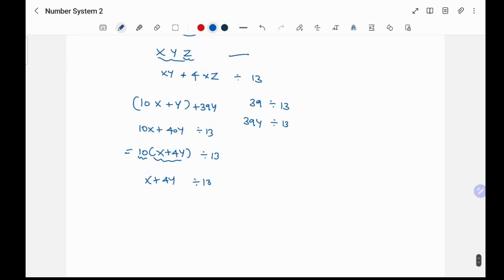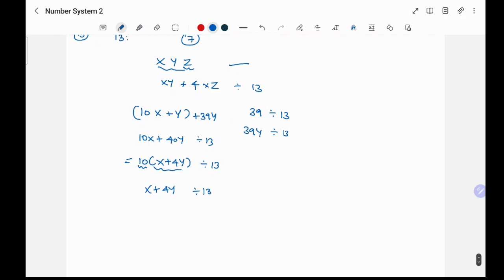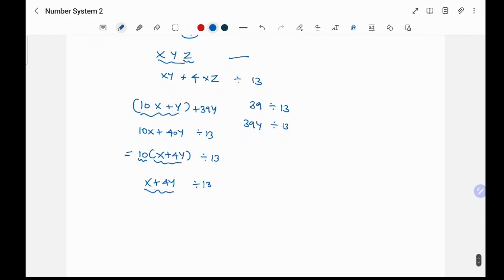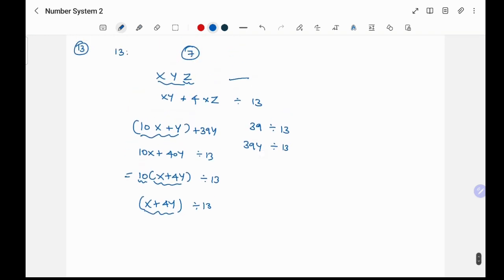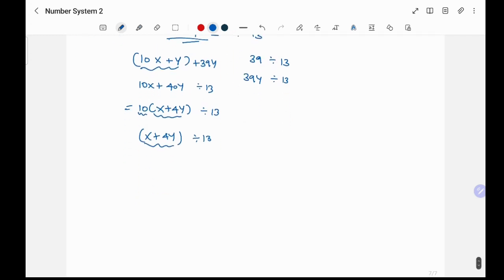So what did we assume? We assume initially the number is divisible by 13, and finally we arrived at if the initial number is divisible by 13, then x plus 4y should also be divisible by 13. So it is just enough to check if this x plus 4y is divisible by 13 to check if the entire number is divisible by 13. So let's see an example.